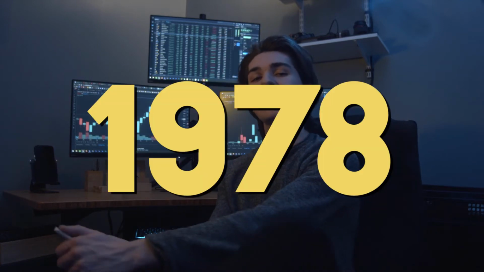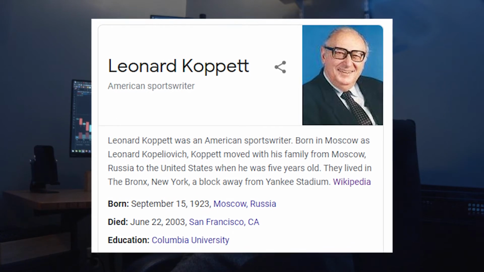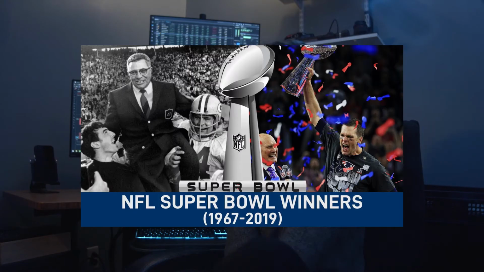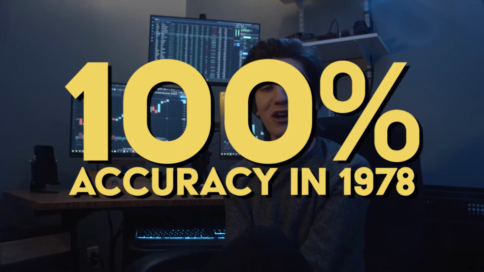In 1978, there was a columnist named Leonard Koppett, a pretty popular feller in the sports writing world. He worked to create a correlation between the performance of the Dow Jones Industrial Average and the winner of the Super Bowl. Eventually, he found that at this time, this newfound theory of his had a 100% success rate. 12 out of 12 Super Bowls that came before him held true.